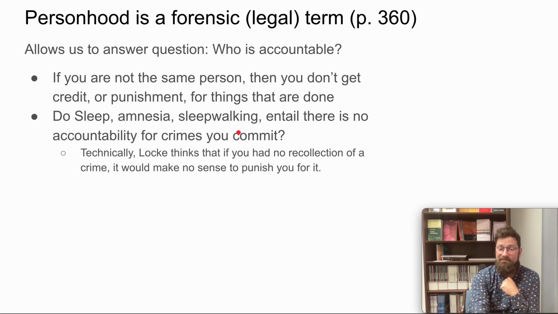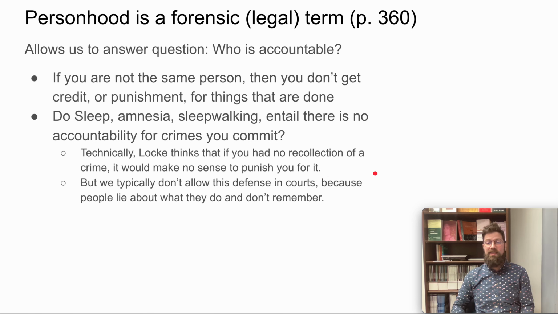Now, Locke here is actually going to say, yeah, if you were to commit a crime, but it were a completely inaccessible experience to your other thoughts and experiences, then it would make no sense to punish a person for, say, murdering somebody while they were sleepwalking, or for having committed a crime and then this person has total amnesia and their brain is wiped empty. Locke is going to say it actually doesn't make sense to punish that person. Now, Locke does say that in the courts, if a person says, oh, I may have committed that crime, but I have no recollection of having committed it, we typically don't actually allow this defense because people lie about what they do and don't remember.